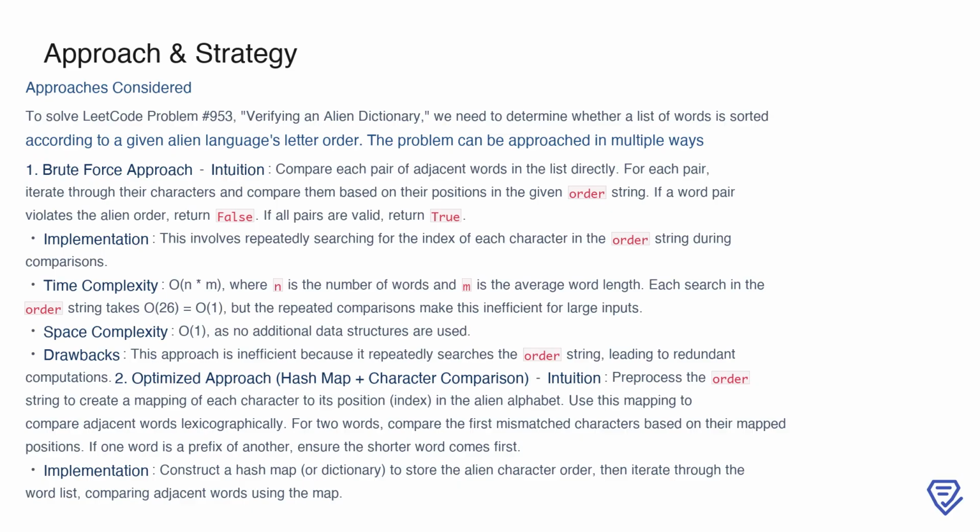On the other hand, the optimized approach improves on this. The key insight is to pre-process the alien order string into a mapping of characters to their indices. With this map, we can compare words by their positions directly, significantly reducing redundant computations. If two adjacent words have a mismatch, we only need to check the first differing characters. Additionally, we ensure shorter words appear before longer ones when one is a prefix of the other. This streamlined comparison process offers a much better balance of efficiency and simplicity.